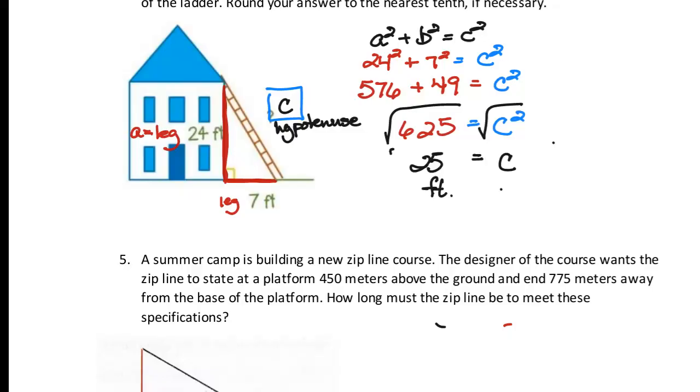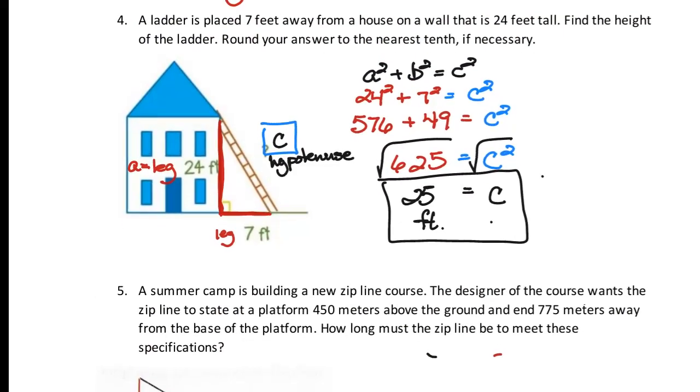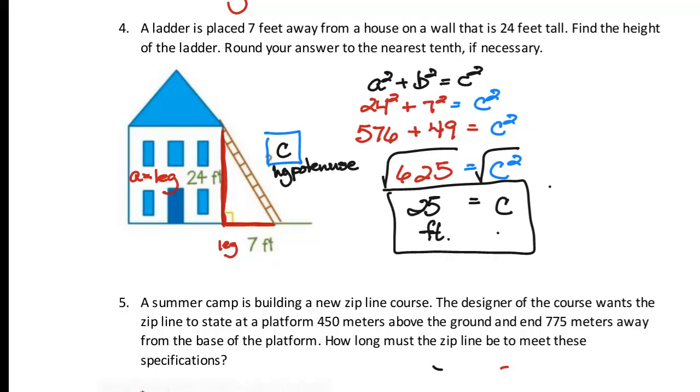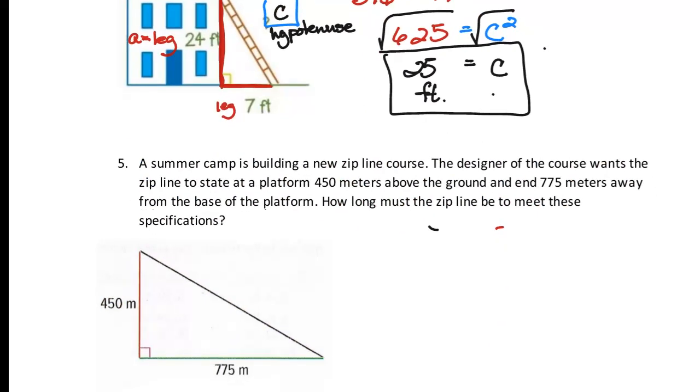These are always lengths. So if they give you a length, you should give the answer as a length. Any questions about that problem? So that one we did not need to round because it was a whole number. Let's look at number 5.